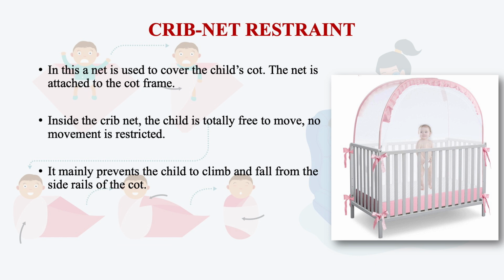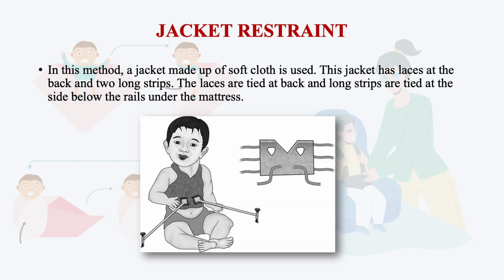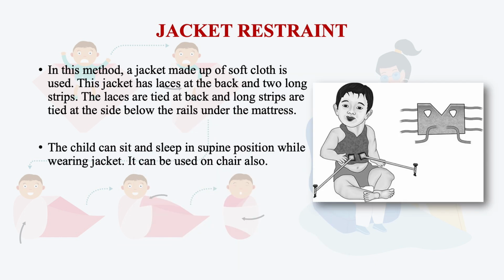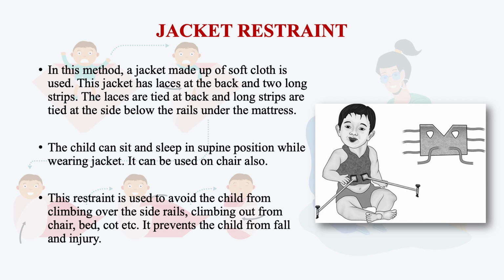Another type of restraint is jacket restraint. In this method, a jacket made up of soft cloth is used. This jacket has laces at the back and 2 long strips. The laces are tied at back and long strips are tied at the side below the rails under the mattress. The child can sit and sleep in supine position while wearing the jacket. It can be used on chairs also. This restraint is used to avoid the child from climbing over the side rails, climbing out from the chair, bed, cot, etc. It prevents the child from fall and injury.